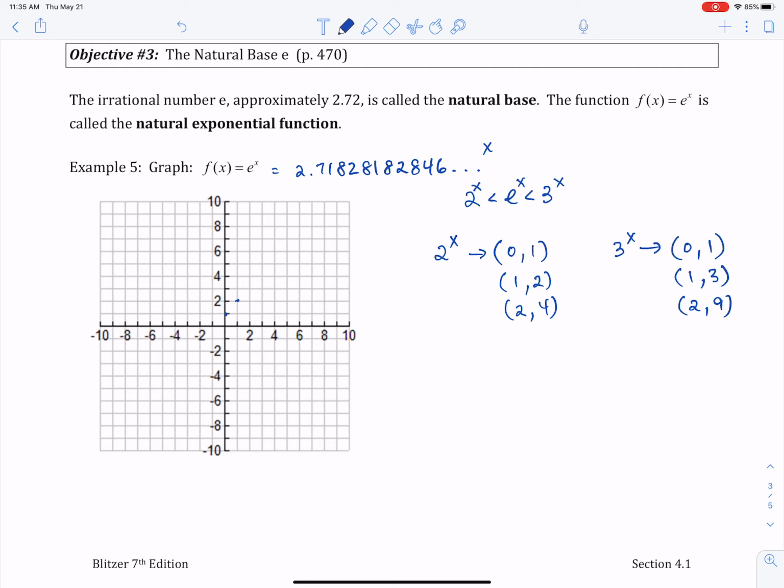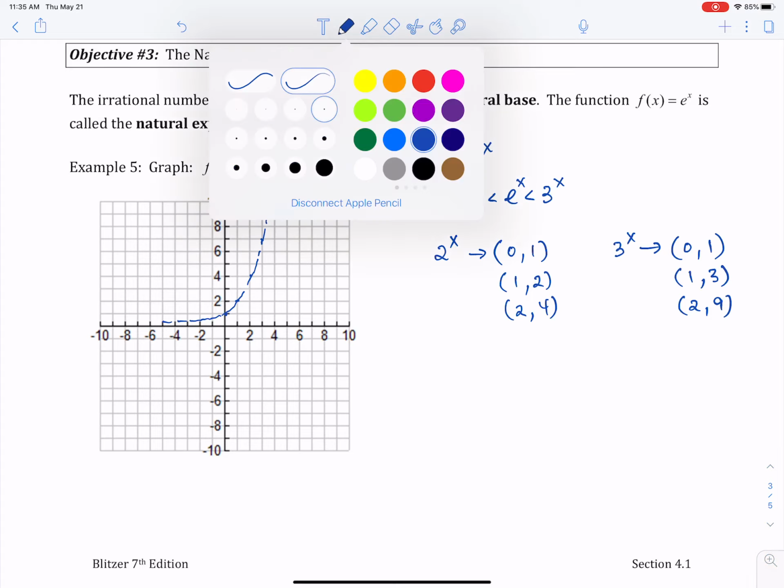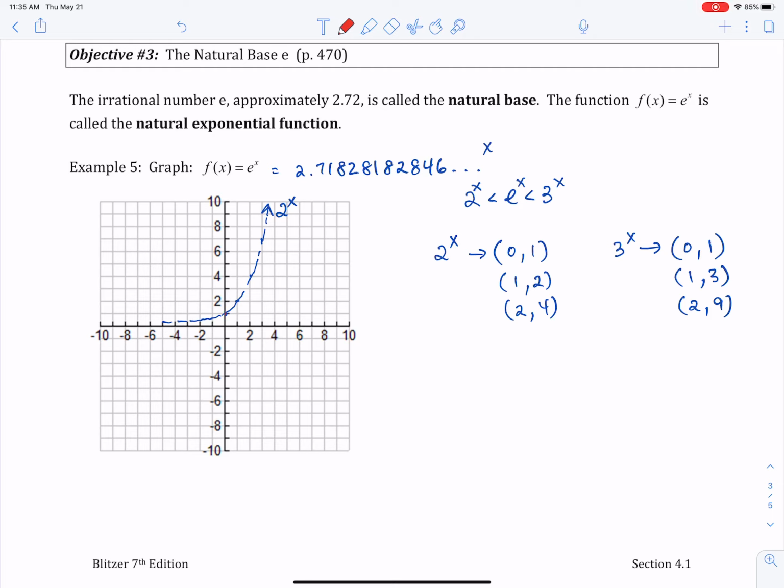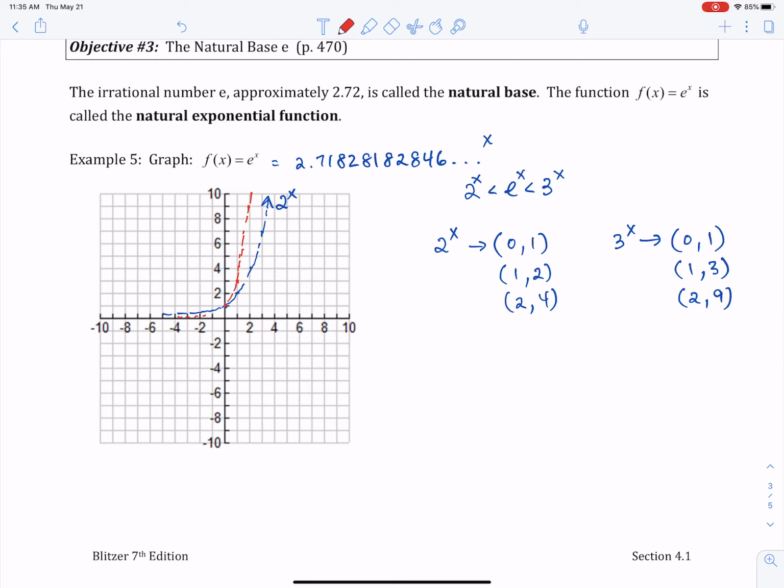So I'm going to sketch those two graphs here. So that's going to be the graph of 2 to the x and the graph of 3 to the x is going to be somewhere right here. So we are expecting the graph of e to the x to be somewhere in between.